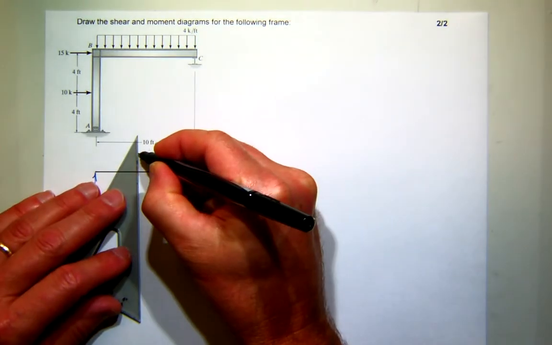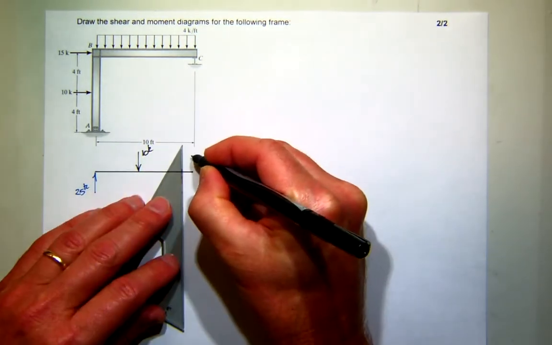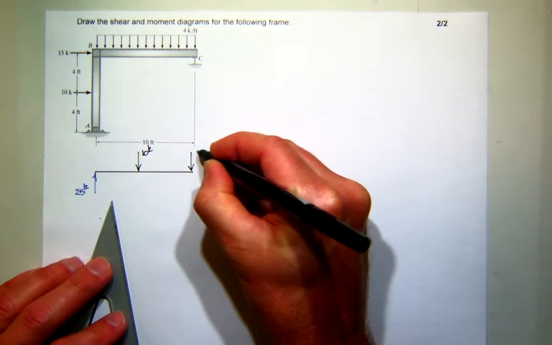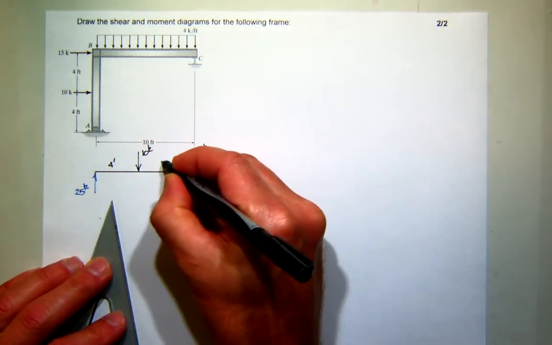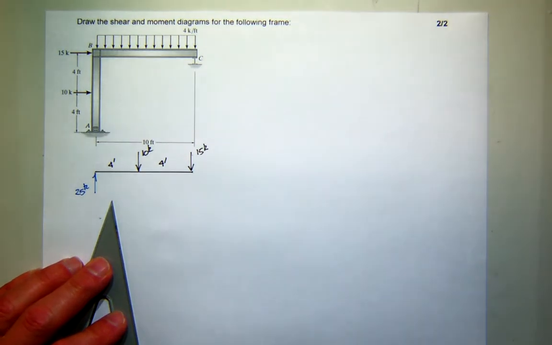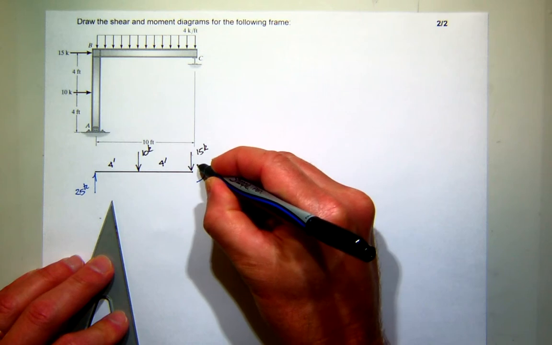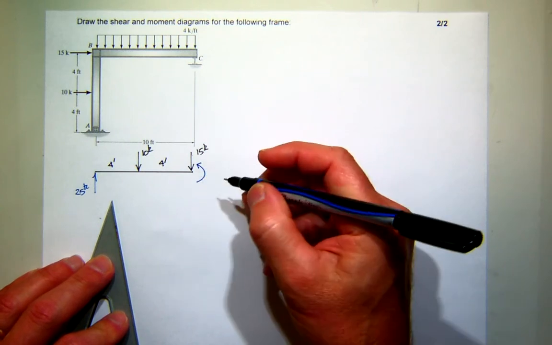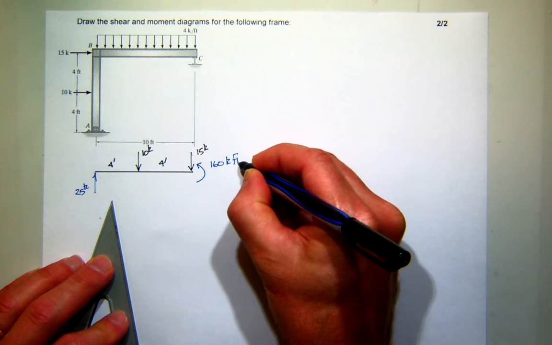And then we found Bx to be 0. And then about middle of the way, we had our 10 kip force. And at the end, we had our 15 kip force. And this was at 4 feet, 4 feet. And then at the end, we had a moment, which we solved for. It was in this direction, and it had a value of 160 kip feet.